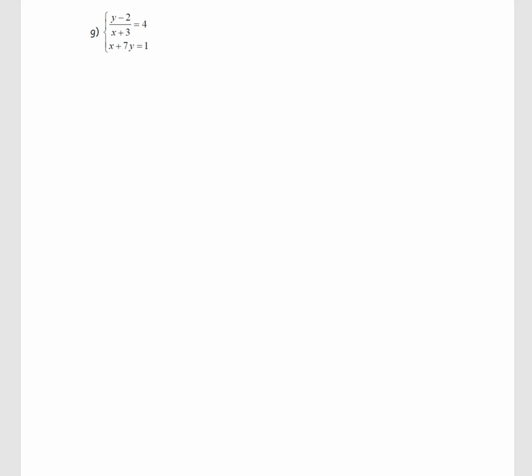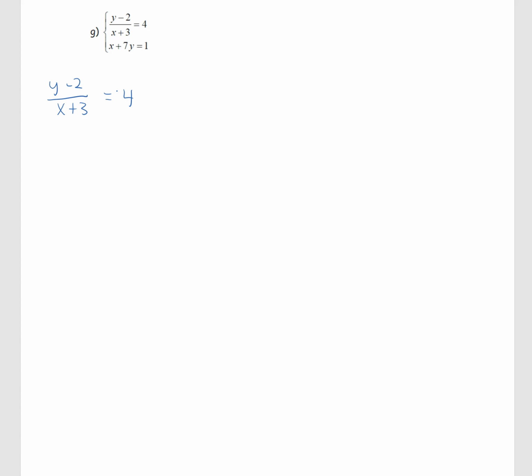So moving on to part G, I've just copied it down so I have a little bit more room to work. This one's a little bit messy. We have a fraction in the first equation, so the first thing I want to do is rework that first equation to get rid of that fraction. So I'm going to rewrite it down here. y minus 2 over x plus 3 equals 4.